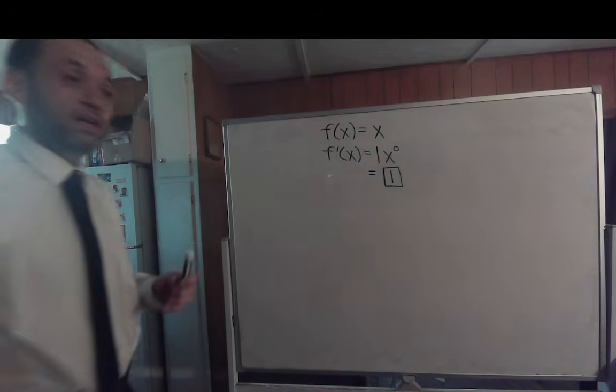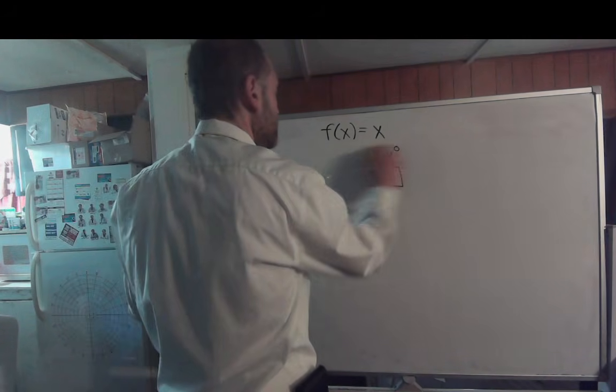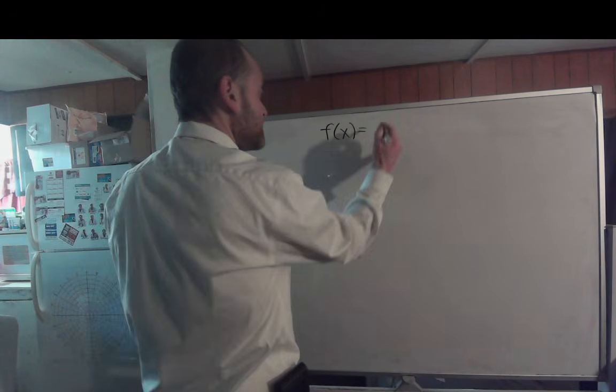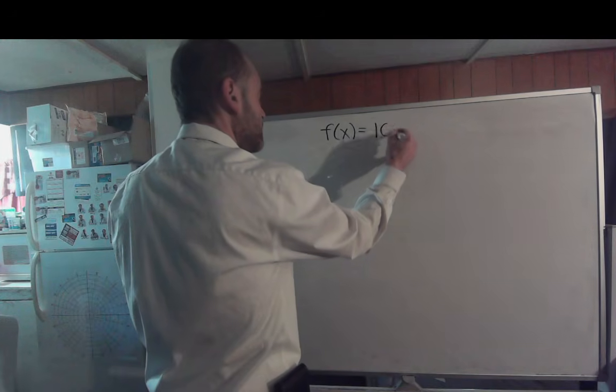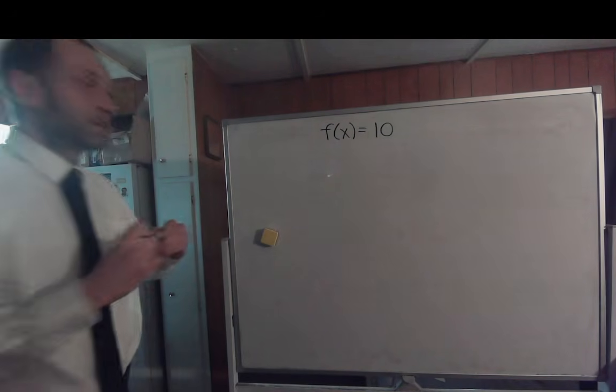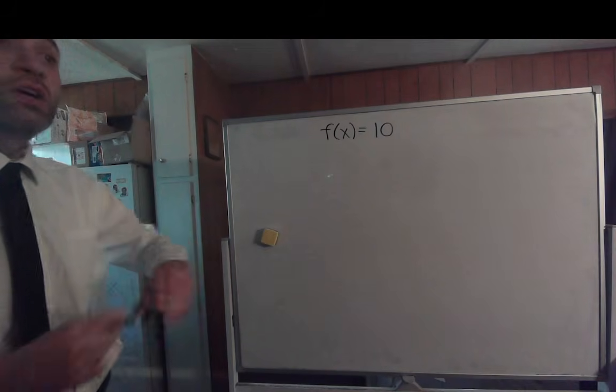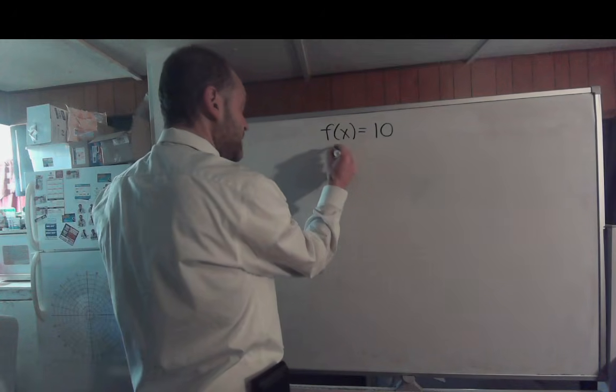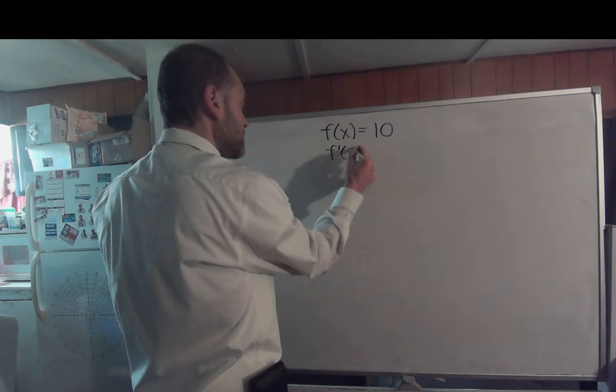Now, what about constants? Where does that come in? I could pick any constant I want. Let's say f of x equals 10. So f of x just equals that constant 10. Okay, so how's that going to work? So let's find f prime of x.